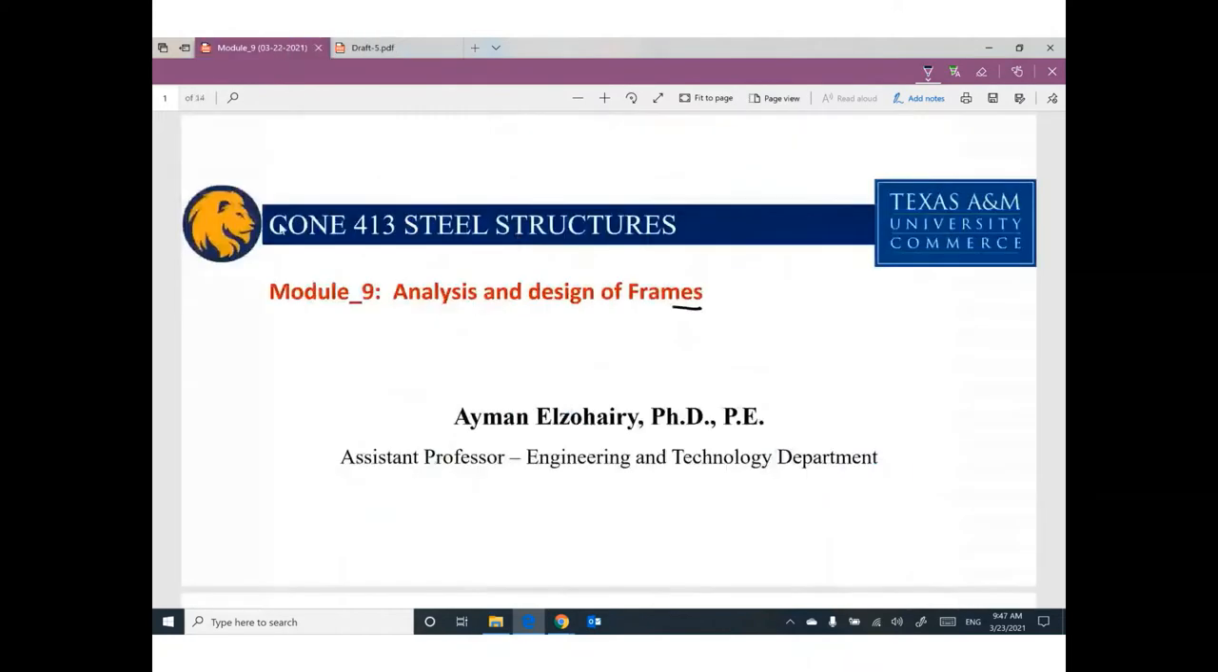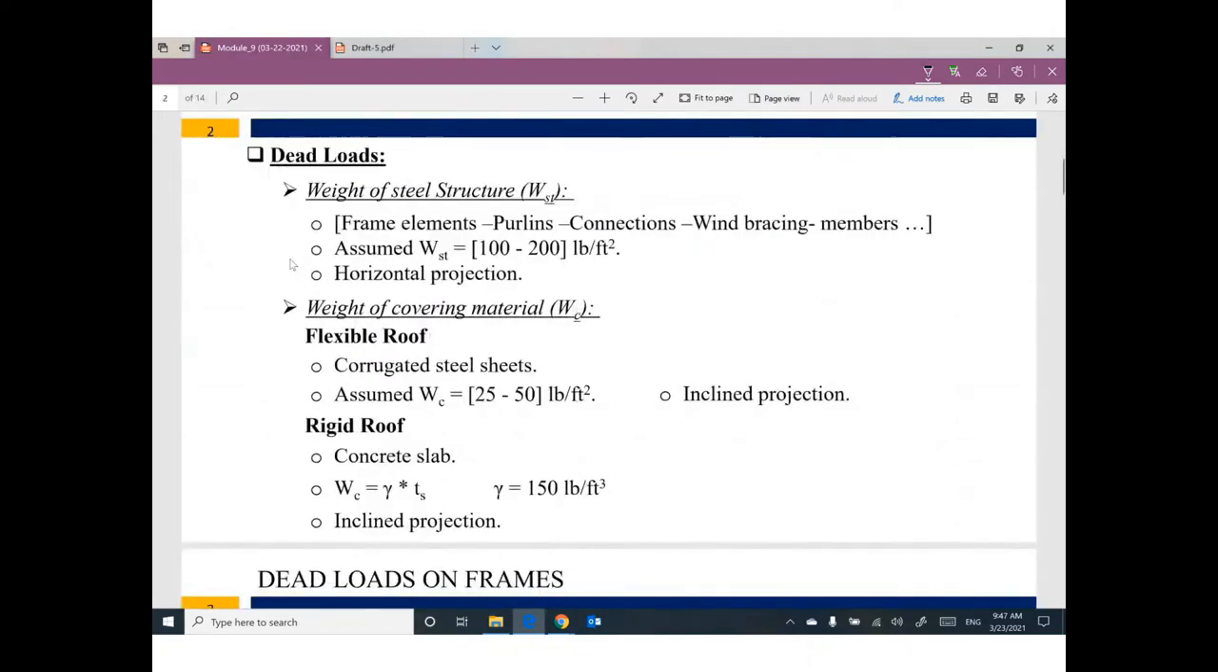Just repeating. Let's start. For dead load on the frame, we have two parts of the dead load. Weight of the structure or the steel structure itself, we can assume it between 100 to 200 pound per square feet.